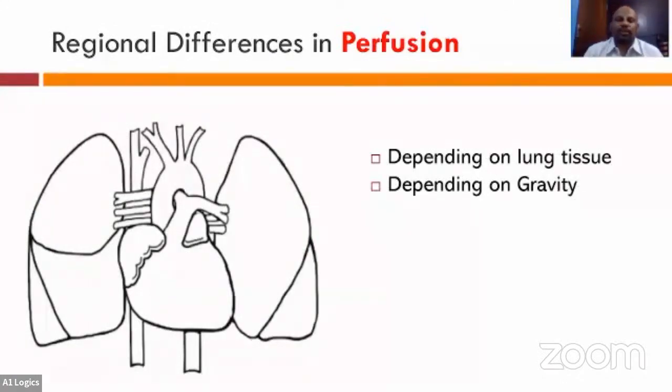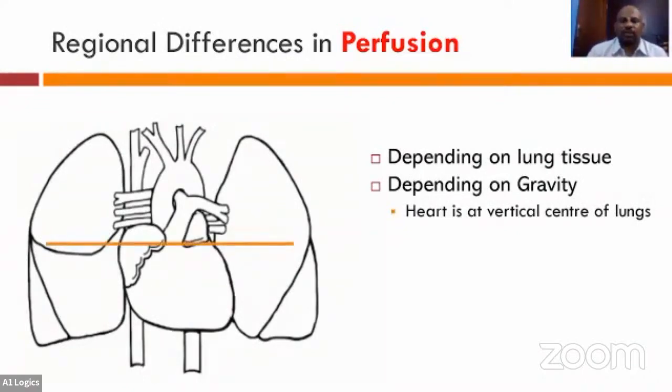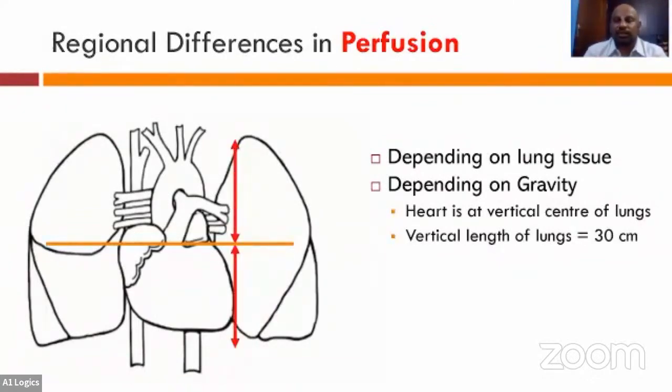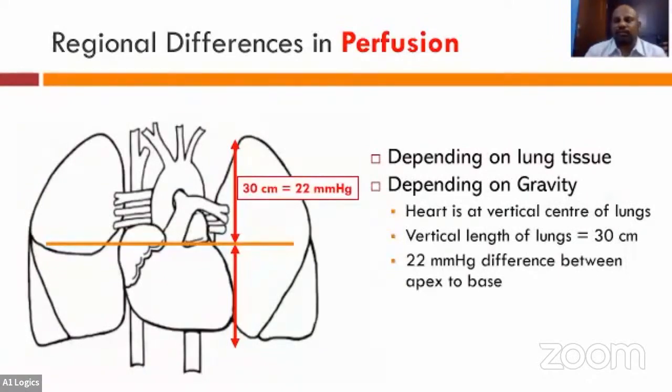Depending on gravity, we see the heart is at the vertical center of the lungs. So this is the vertical center, and the total vertical length of the lungs is 30 centimeters. From this midline, we have 15 centimeters up and 15 centimeters downwards, and this creates a pressure gradient. So for this 30 centimeters, from top to bottom, if you measure the vascular pressure, there will be a difference of 22 millimeters of mercury.